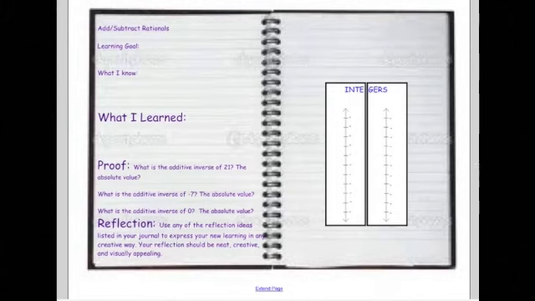There's a few questions here for you to work on today. What is the additive inverse of 21 and the absolute value? What is the additive inverse of negative 7 and the absolute value? And what is the additive inverse of 0 and what is its absolute value? Those questions should be answered in the proof section of your notebook.